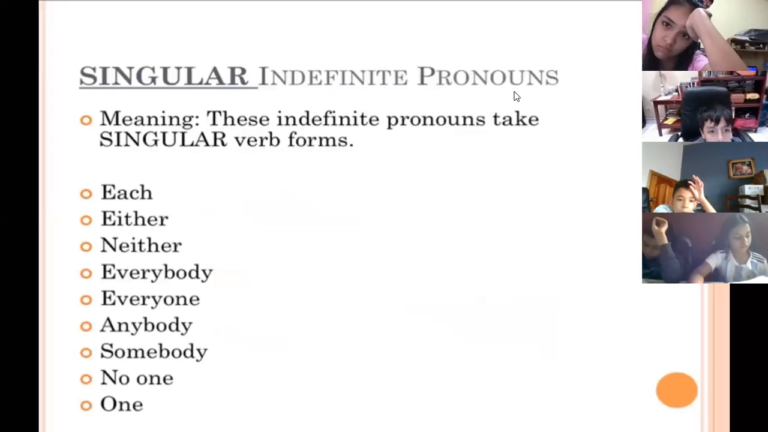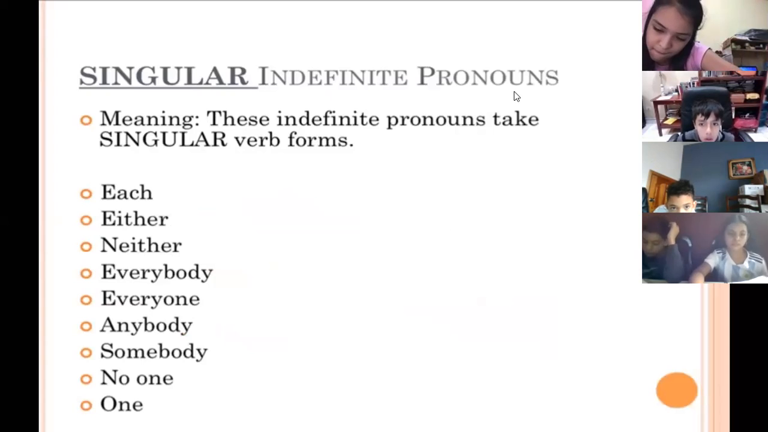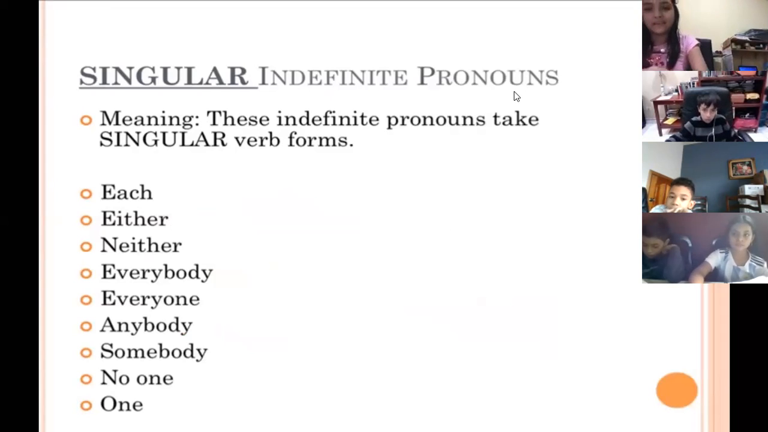So, let's go back to our indefinite pronouns here. These are singular indefinite pronouns, meaning when you see them used as pronouns, they take singular verb forms. So go ahead and pause this now. Maybe take a look at these, write them down in your notes. But these ones are singular indefinite pronouns.